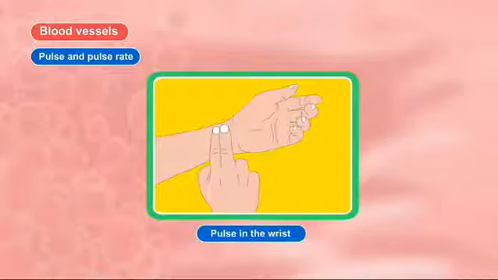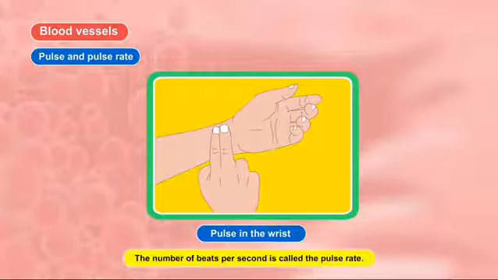Pulse and pulse rate. Place your index finger of your right hand on the inner side of your wrist. Can you feel some movements? This is called pulse. Pulse is felt due to the blood rushing in the arteries. The number of beats per minute is called the pulse rate.